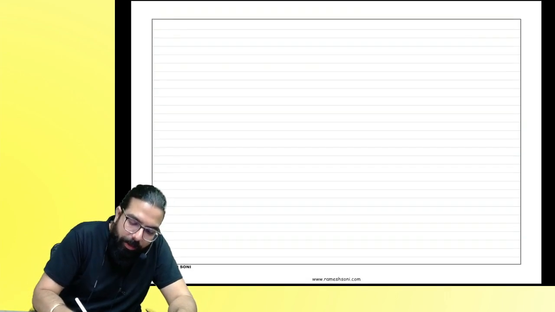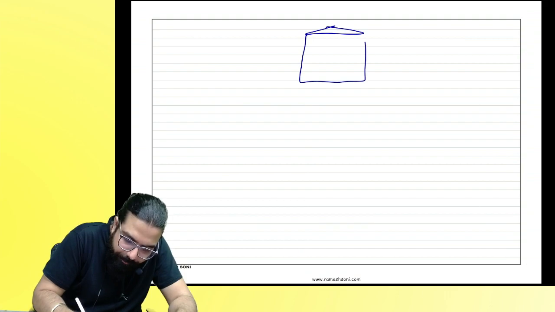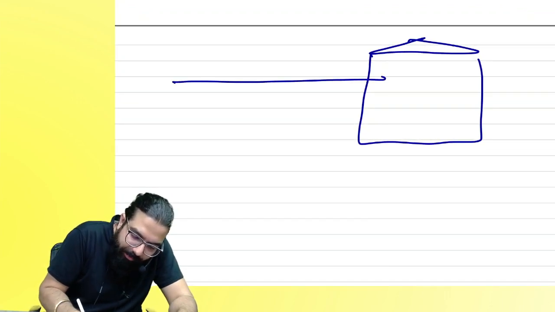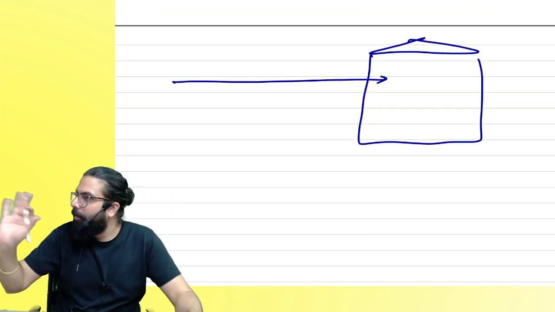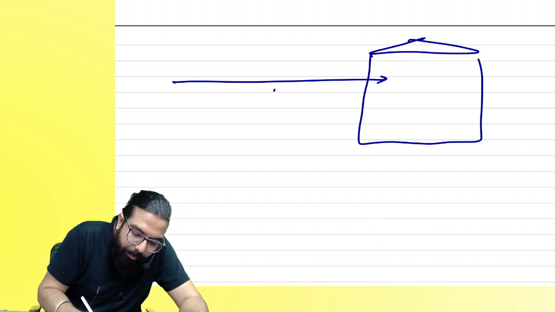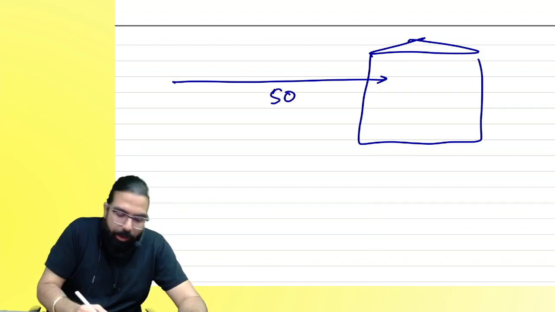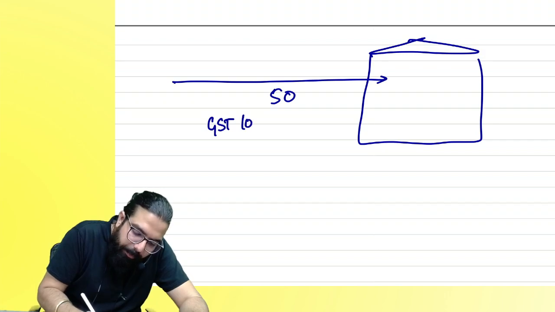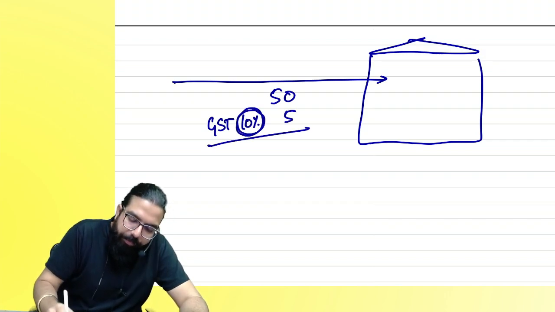Me as a shopkeeper, before I go ahead and sell something, don't you think I will buy that thing? This bottle I will buy. I bought this bottle supposedly for 50 rupees. For an example, the GST rate is 10%. How much is the GST, everyone? So 10% means 5 rupees.